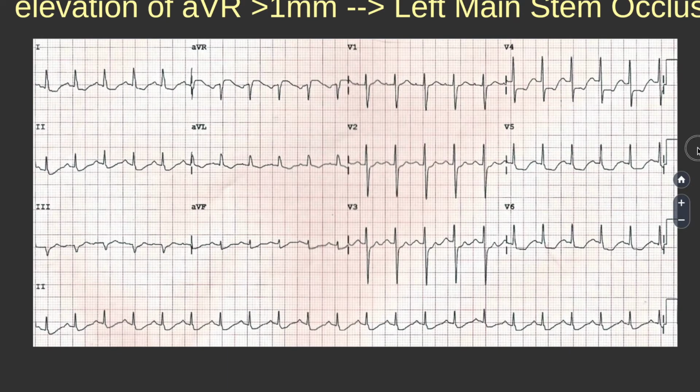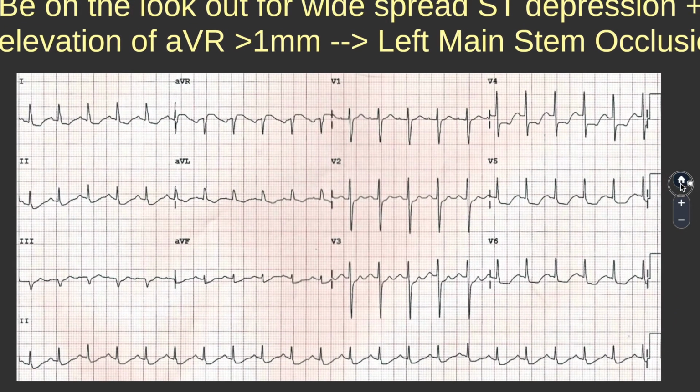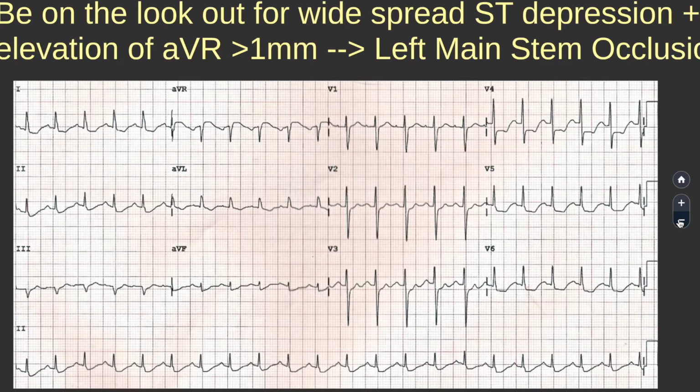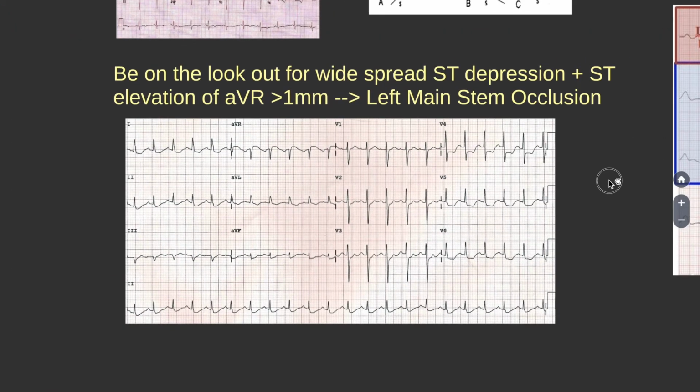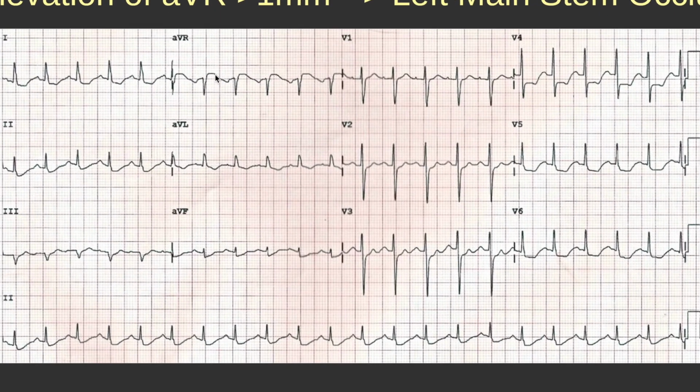What I meant to show you in here is what you want to be on the lookout for in a left main stem occlusion. You're looking for widespread ST segment depression and elevation in lead aVR. So look at the elevation in aVR and widespread ST segment depression.